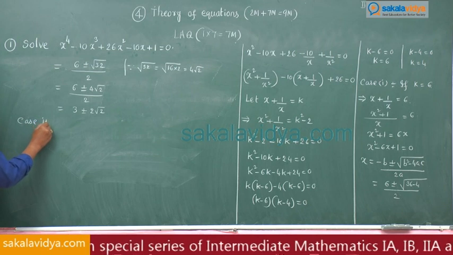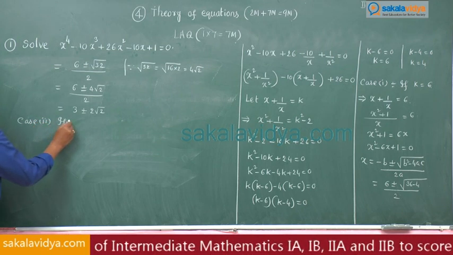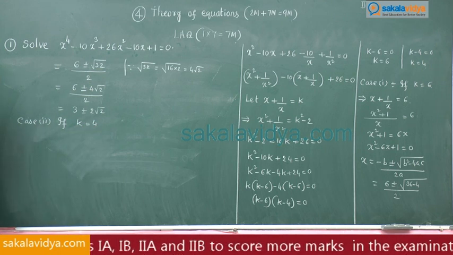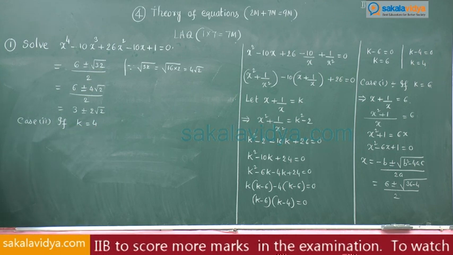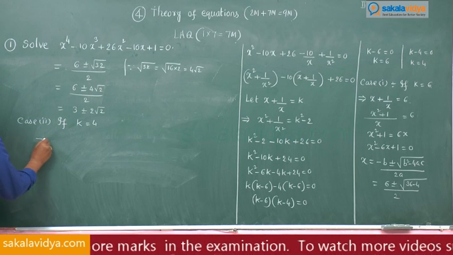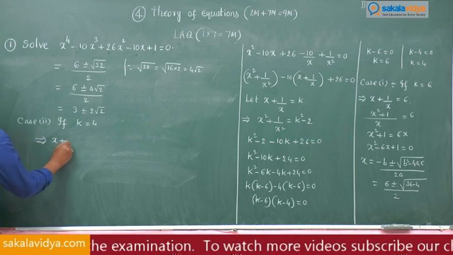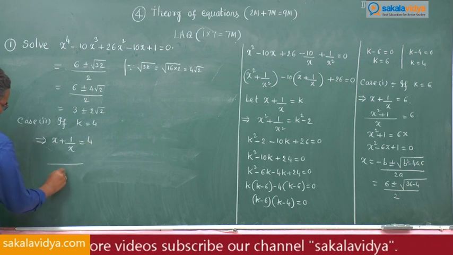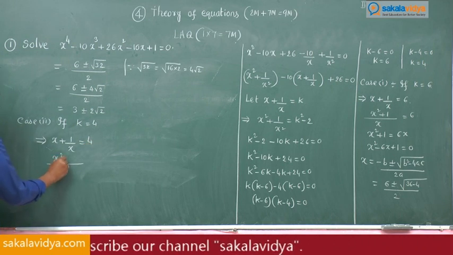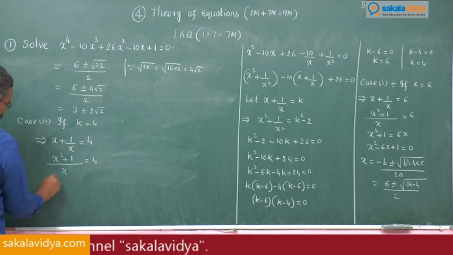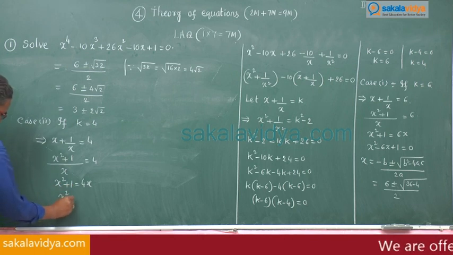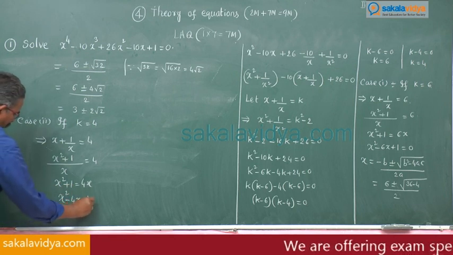Now case 2. What is case 2? If k is equal to 4, that implies x plus 1 by x is equal to 4. Taking x as the LCM, x square plus 1 is equal to 4x. So x square minus 4x plus 1 is equal to 0.